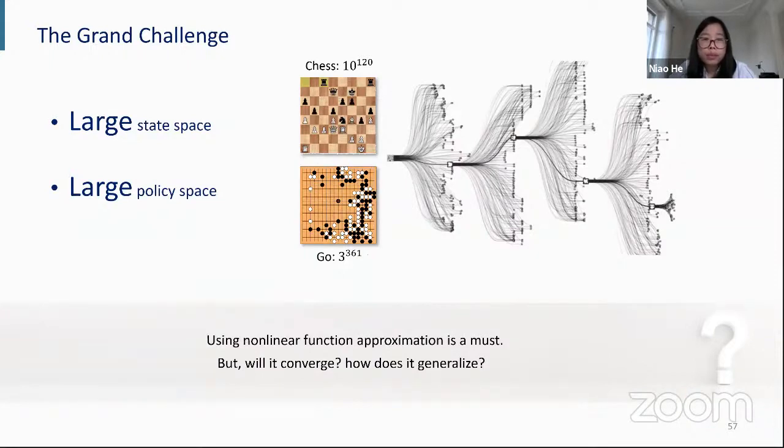And as I said, there is really no way that you can avoid using nonlinear function approximation, because the state space is so large, and you do have to have enough representation power in order to generalize to other states. So the fundamental question we want to ask is: if we're using nonlinear function approximation, will it converge, and under which conditions should it converge? How much overparameterization do we need in order to guarantee convergence? And how does it generalize to other states and other policies? So in this part, I will focus more on the convergence part.